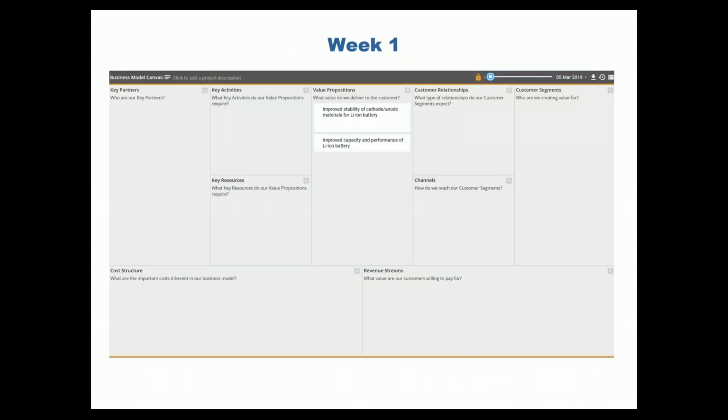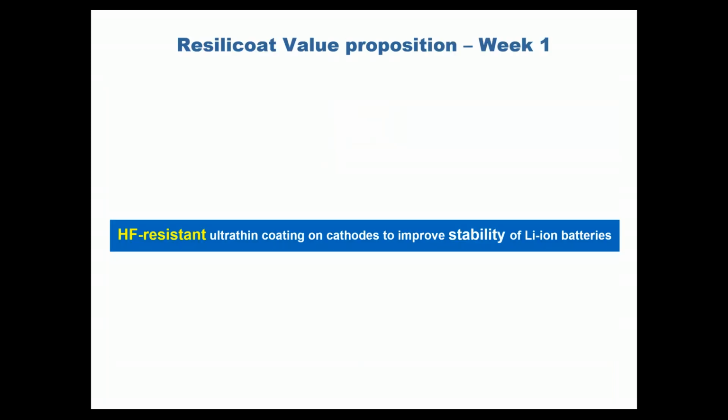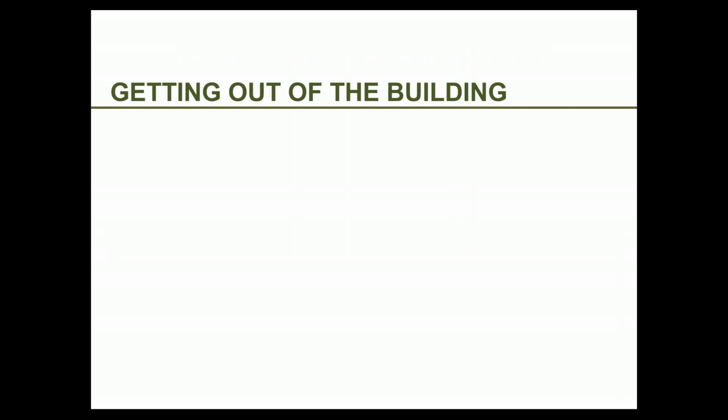So when they started the program, we gave them the business model canvas. We asked them to describe the value proposition. What is the thing that their invention does? And they said, well, it improves the stability of cathode anode materials for lithium-ion batteries and will improve the capacity and performance of those batteries, right? So that's wonderful. Everybody will like that. So we got them to say, okay, give this to me in a sentence. And they said, HF-resistant ultra-thin coatings on cathodes to improve stability of lithium-ion batteries. That is their innovation. Then we kicked them out of the building.